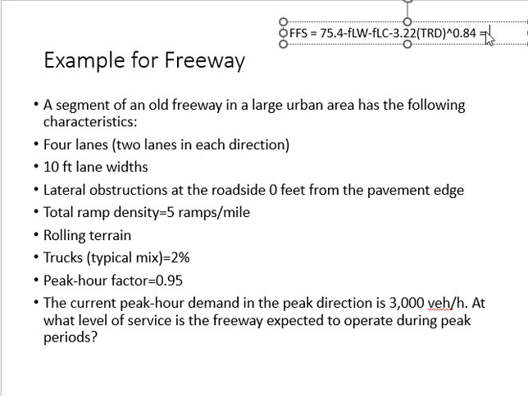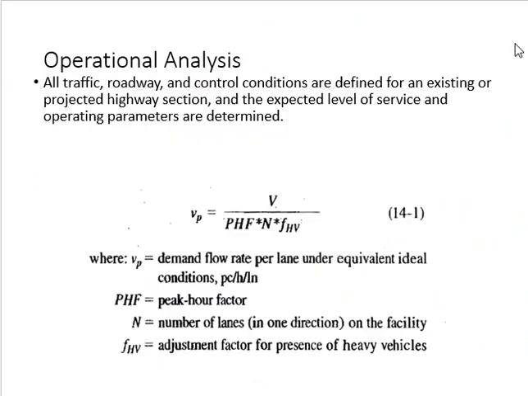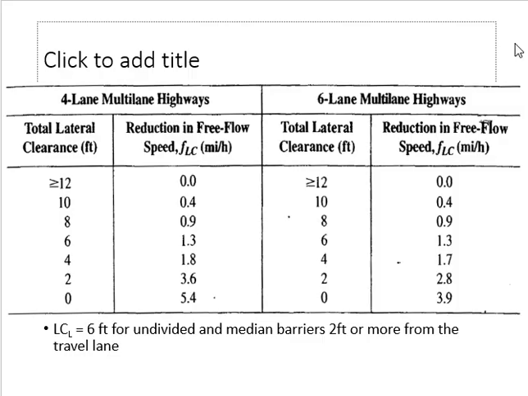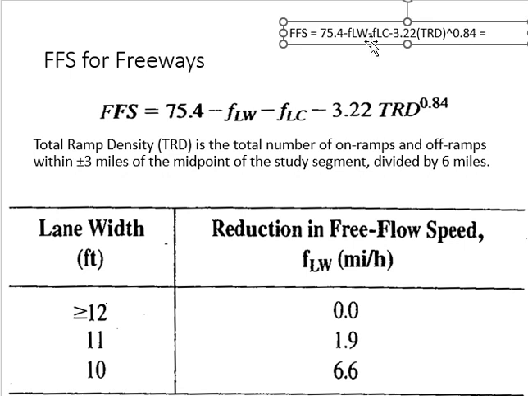So this is how we find out the free flow speed for our freeway. We need some values. The first factor is for lane width. How much is my lane width? 10 feet. Now, should I put 10? No. There's a table, so I take the value for 10 feet from the table. How much for 10 feet? 6.6. So the first factor is 6.6.